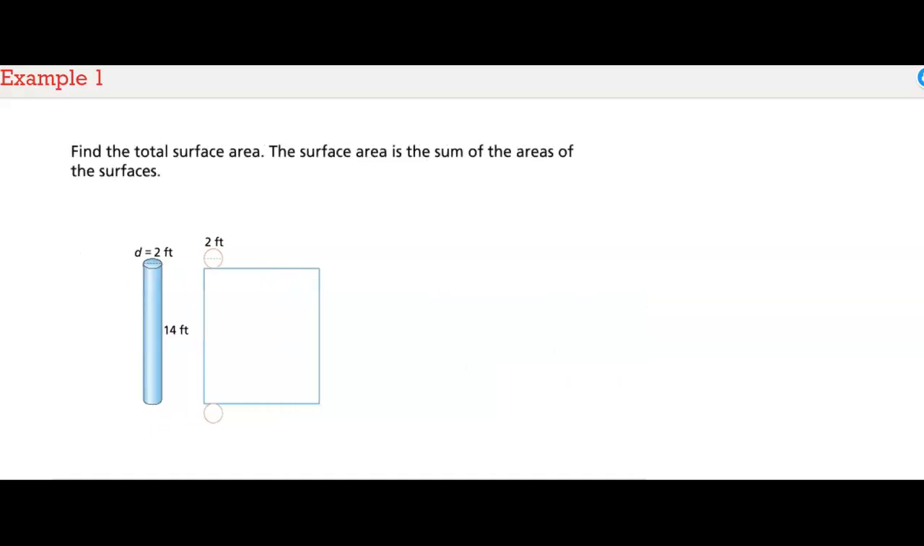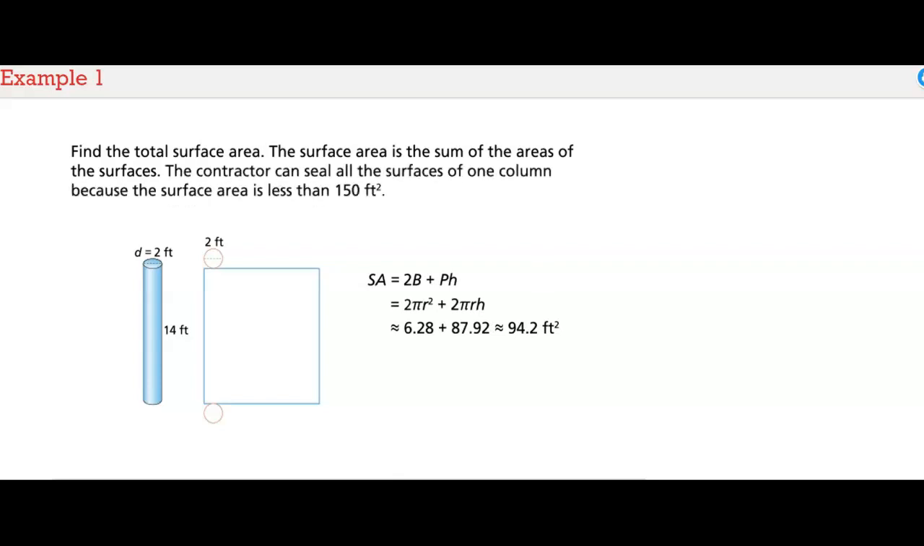Find the total surface area. The surface area is the sum of the areas of the surfaces. The surface area is equal to the area of both circles plus the area of the rectangle. The total surface area is about 94.2 square feet. The contractor has enough sealant to cover 150 square feet, so he can seal all the surfaces of one column. And that's how you can use the areas of two-dimensional shapes to find the surface area of a three-dimensional cylinder.